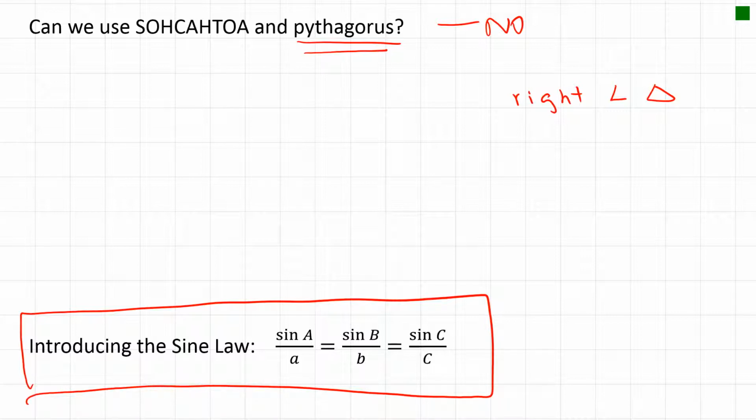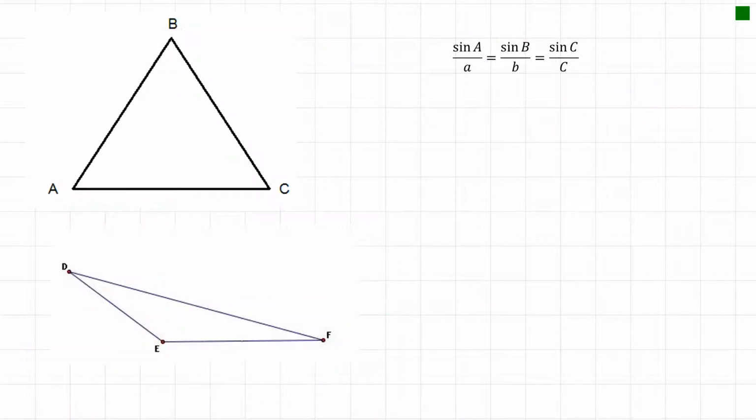This is a formula that we can use when we're not dealing with right-angled triangles. It is a formula that will be on your formula sheet for you to use. You don't have to memorize it, but we do have to learn how to use it. Before we do that, let's review the naming convention. Little a is the side across from angle A, then b, and c.